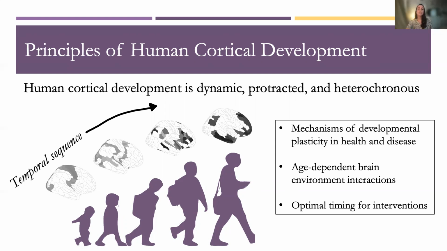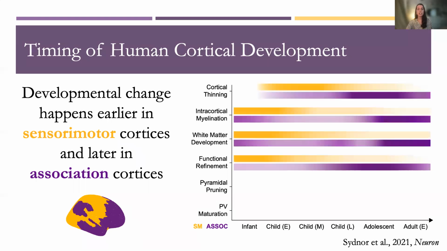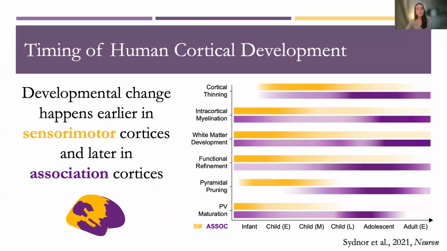Nonetheless, the precise spatiotemporal sequence of cortical neurodevelopment has yet to be robustly characterized. Extensive prior work has revealed that major developmental changes happen earlier in sensory and motor cortices, shown on this brain in yellow, and later in association cortices, shown in purple. This has been demonstrated with human neuroimaging for large-scale features such as cortical thickness, myelination, and connectivity, and by animal model studies characterizing the maturation of plasticity-regulating features such as parvalbumin interneurons.